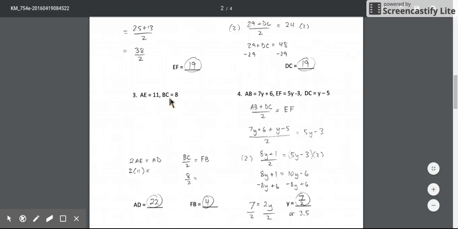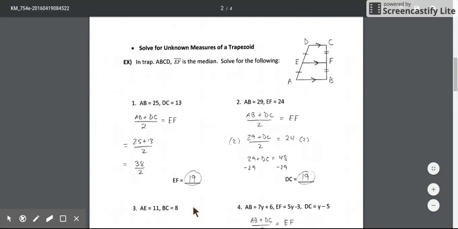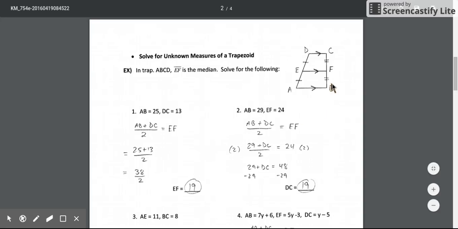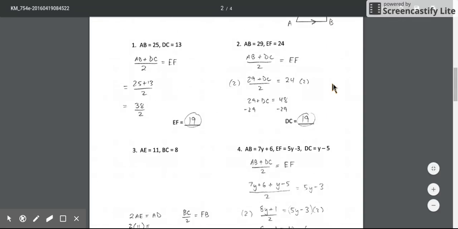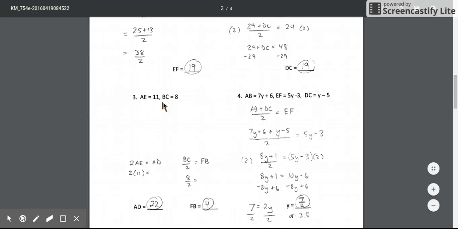We're also given BC is 8, and we want to solve for FB. So let's see how BC and FB relate. FB is half of BC. So since we're given BC, let's take half of that, and we get FB. So 8 divided by 2 is 4. All right, one more example.